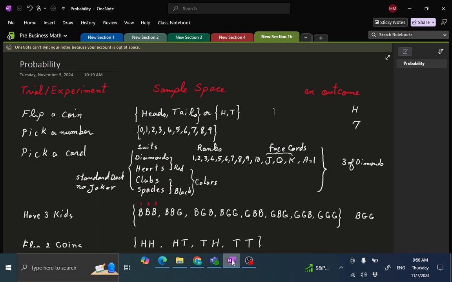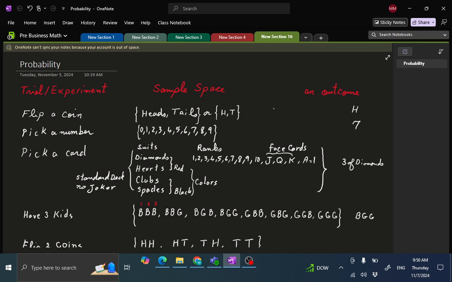So when you pick a card, how would you denote that? Well, it all depends on the game that you play. But for example, you could say I picked 3 of diamonds. That could be referred to as an outcome.